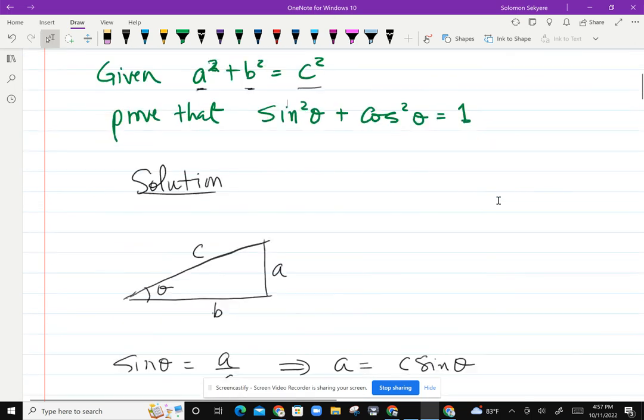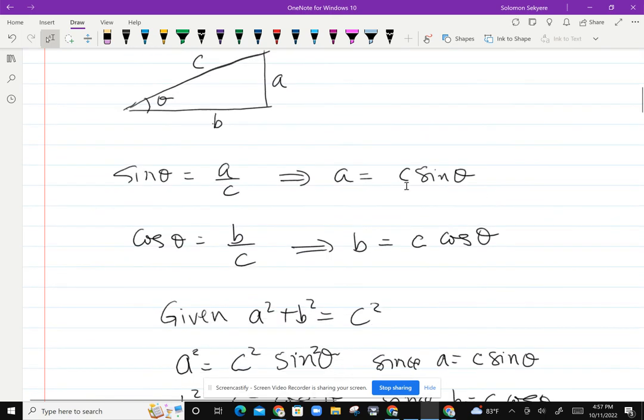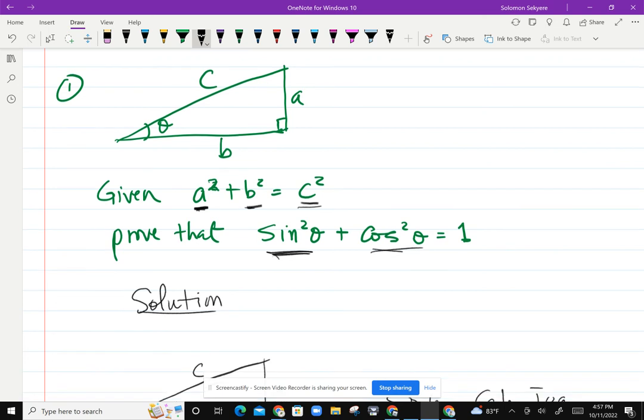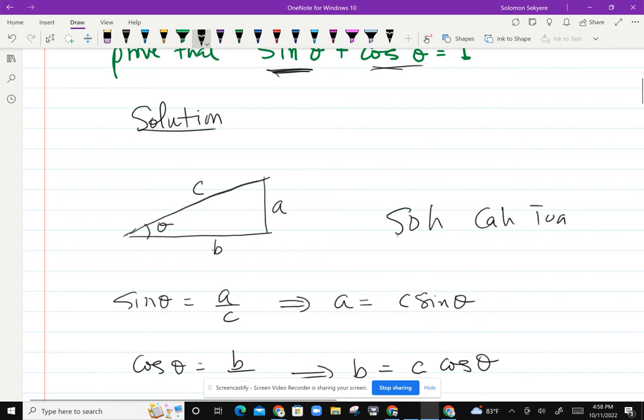Now, you have to remember your SOHCAHTOA. Okay, so all you've been given is the angle and then a squared plus b squared equals c squared. And you've been asked to prove sine squared theta plus cos squared theta. You look at this question and you ask, what are some of the key expressions or key terms here? Okay, so you look at what you're supposed to prove and you see sine theta, cos theta, but you've not been given any information. So this is where you do link thinking and remember what sine, cosine, and tangent mean.